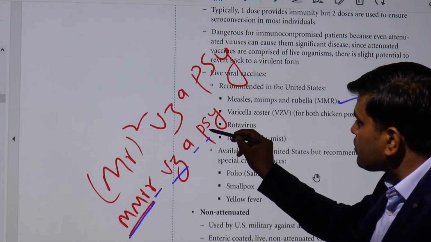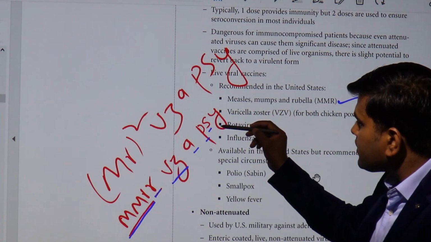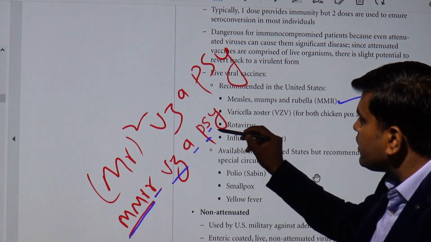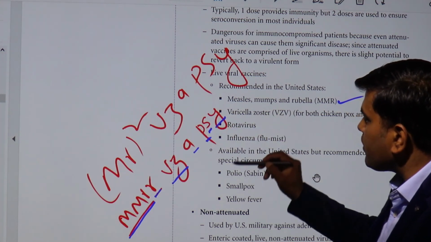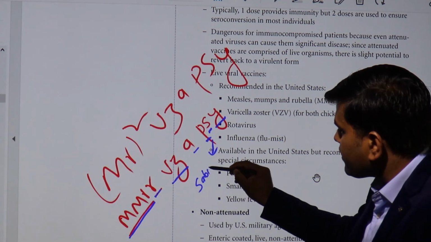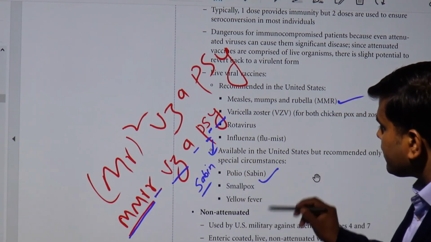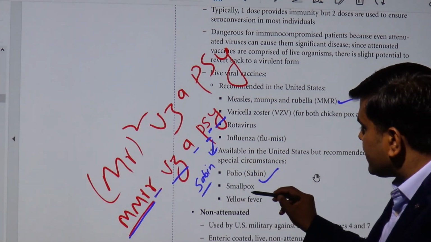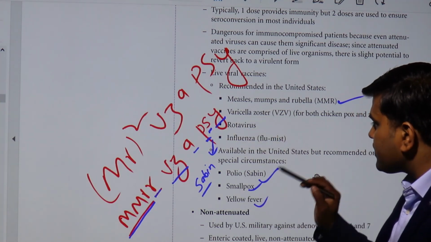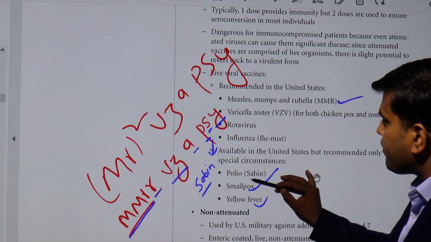Then is the polio, Salk and Sabin. So Sabin is the live one for polio, then smallpox and yellow fever. So the polio Sabin component is a live virus. Smallpox is a live virus. Yellow fever is a live virus. So these are the viruses that are live attenuated viruses.